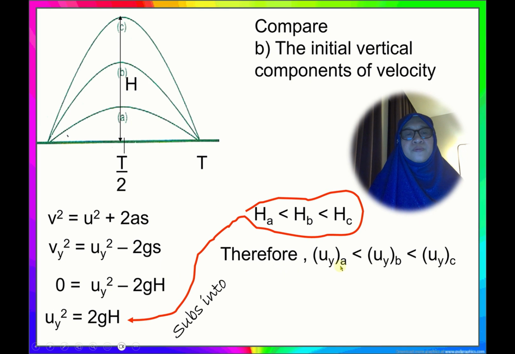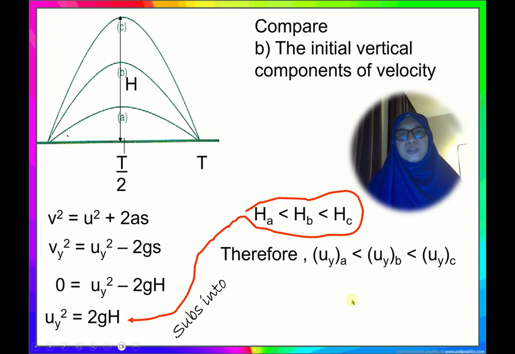uy for projectile A is less than uy for projectile B, and less than uy for projectile C, because they are directly proportional. Uy squared is directly proportional to h. So therefore uyA is less than uyB and less than uyC. So this is the answer for the initial vertical components of velocity.